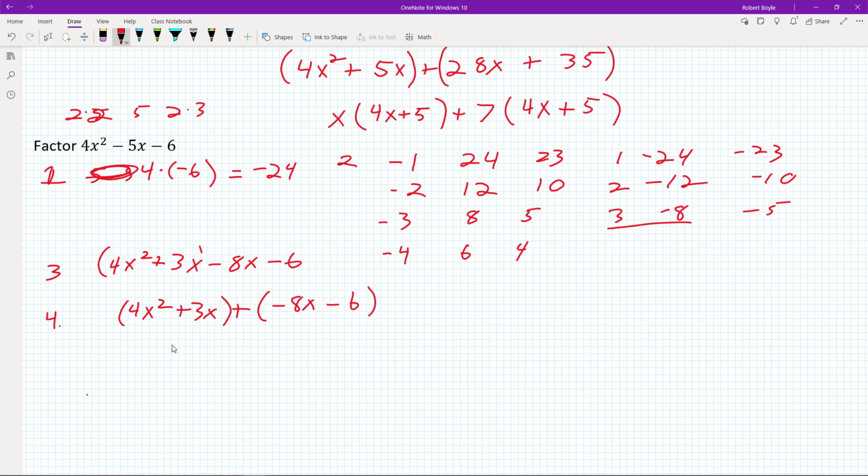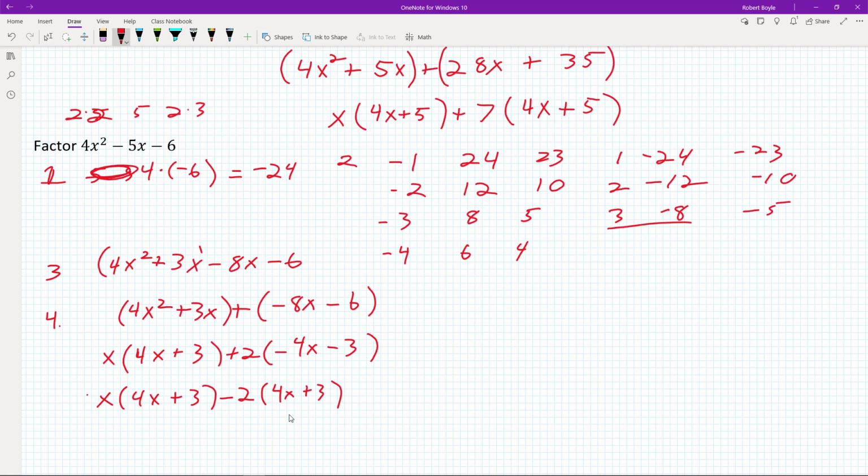Okay, awesome. Now over here, I can factor out an x. That's the only common factor that I have. So here I have x times 4x plus 3. Over here, I can factor out a 2, and that will give me plus 2 times negative 4x minus 3. Well, they're not the same. They're the opposites of each other. So I can actually factor out a negative 1 as well. And then that would give me x times the quantity 4x plus 3 minus 2 times the quantity 4x plus 3.